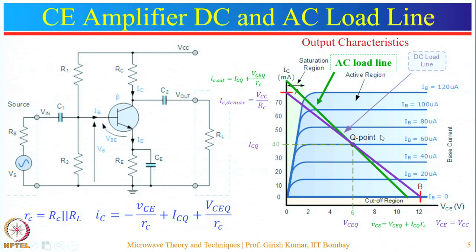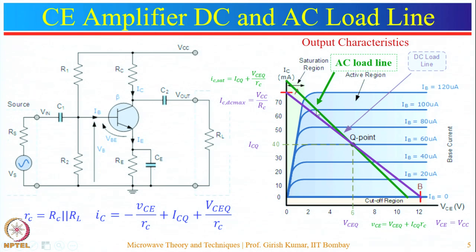Now the next thing is where should be the operating point. In case of class A power amplifiers, the output current and voltage should be very large. So one should choose the operating point in such a way that it provides the maximum output power without any distortion. In general, it is suggested that one should choose the operating point in the middle of this AC load line. Why is this chosen?